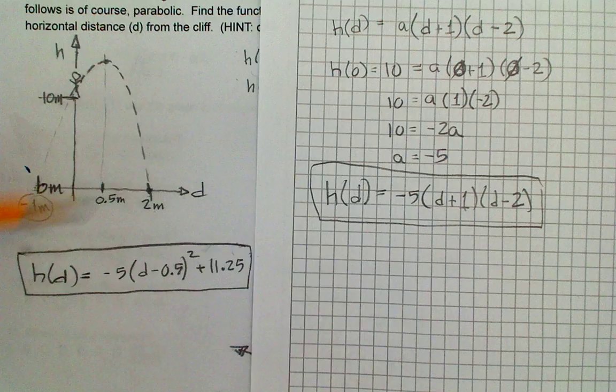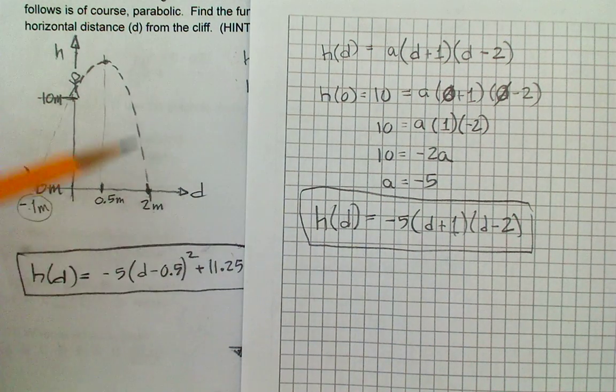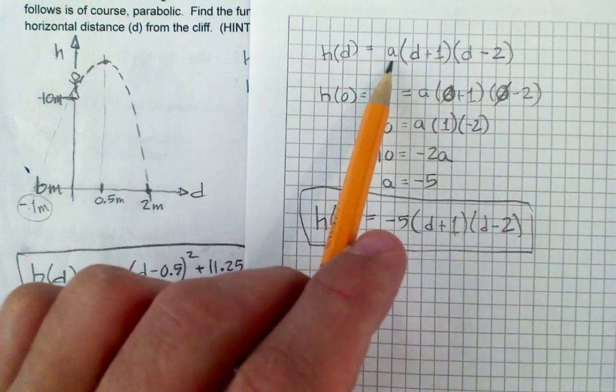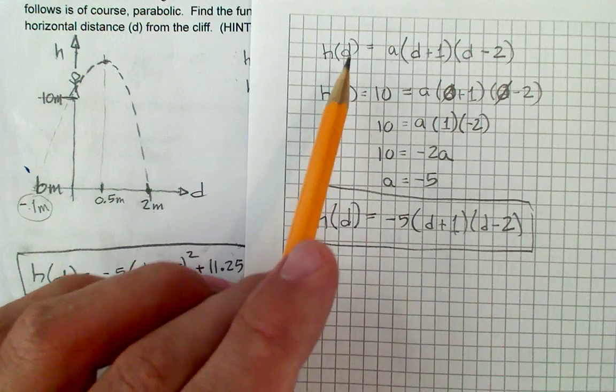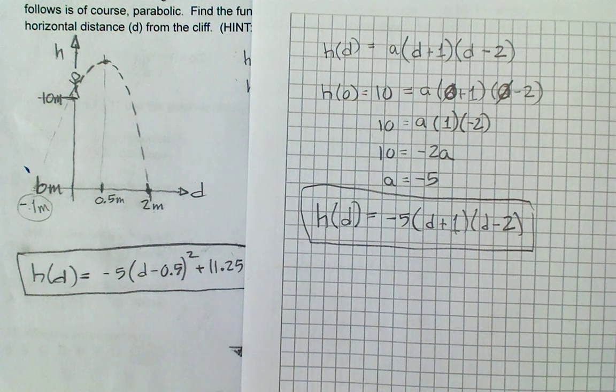But I thought that this was just a really great approach for this problem to understand the symmetry of the parabola, and then use that to determine the roots, and then simply use the y-intercept, or in other words, the height of the cliff, to find that scaling factor.